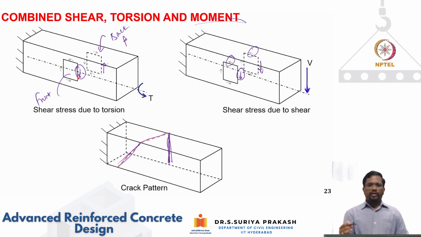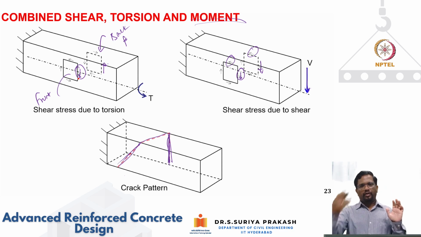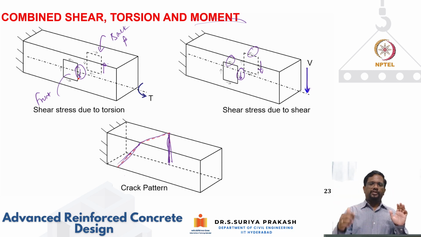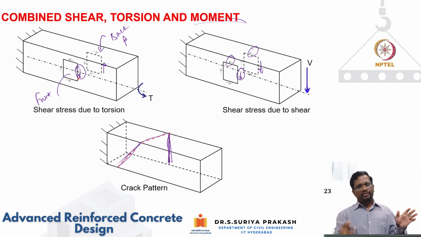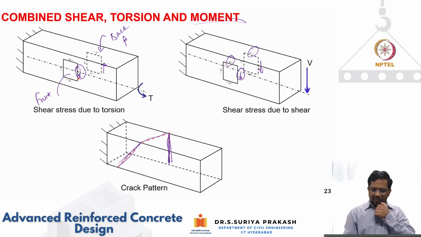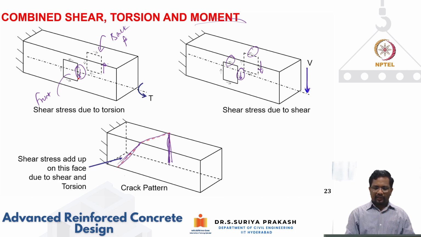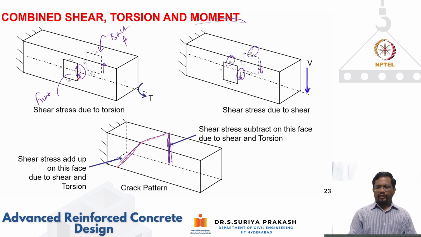So what I'm trying to tell you here is that in a cross section, you will have torsion that is going to create shear stress, shear that is going to create shear stress, and bending moment that is going to create normal stress. So depending upon the element, whether you're looking at the front face, back face, top face or bottom face, the stress directions also will play a role. On one side you will add up the shear stress, and on the other side the shear stress will start negating each other. So because of that, we need to be careful.